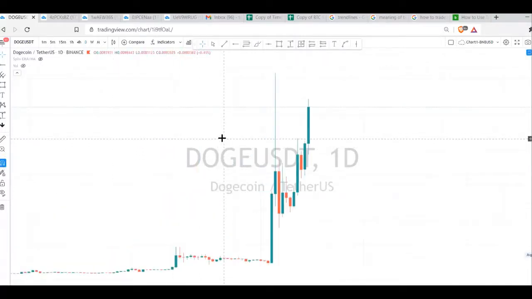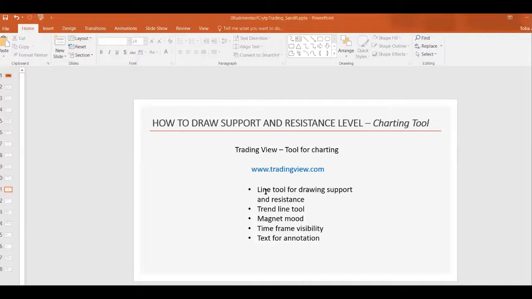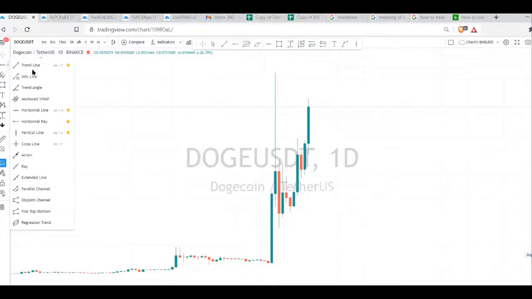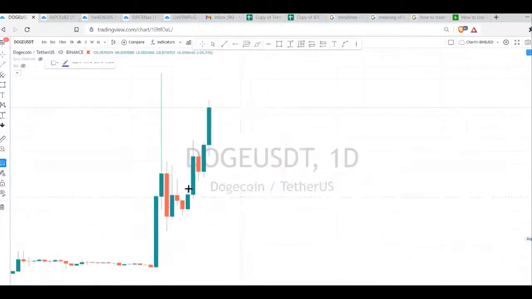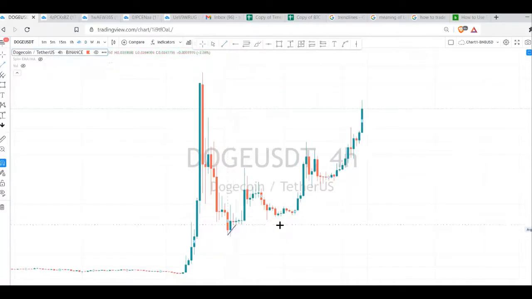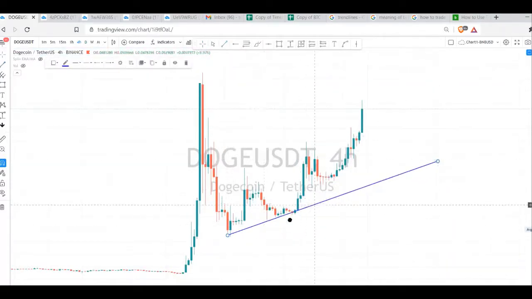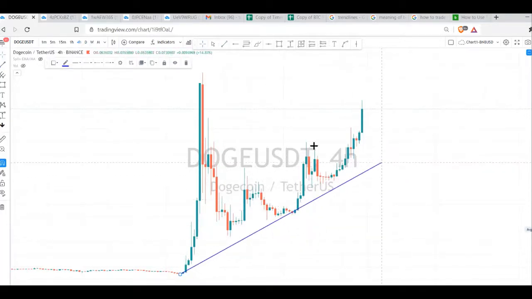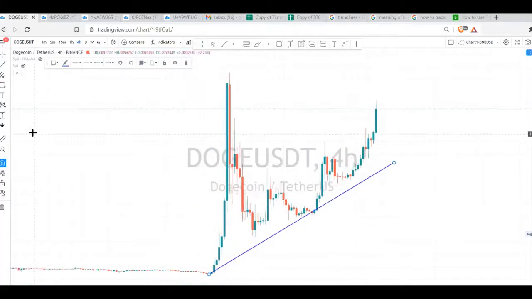Then what other feature again? Let me see. Trend line. Okay, trend line. I forgot trend line. You can use this trend line as well. Maybe you want to draw from here. See it. So that is a trend line. You can put it here. So those are some important tools.